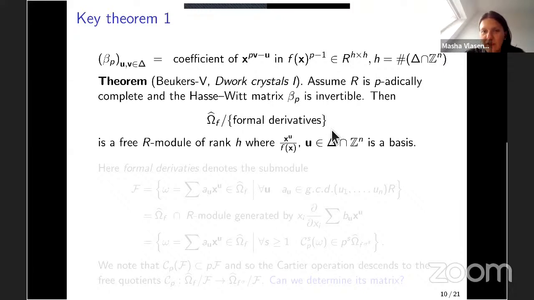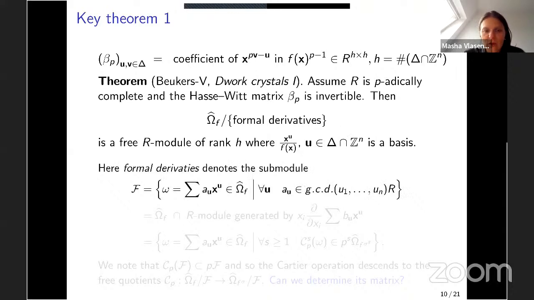Formal derivatives are larger than the usual derivatives, d omega f, which were introduced here earlier. So the thing here is a quotient module of the cohomology module, omega f divided by d omega f. Formal derivatives are defined as rational functions whose formal expansions, where we fix some vertex b of the Newton polytope, have the following congruence property: for every u, the coefficient a_u is divisible by the greatest common divisor of the coordinates.